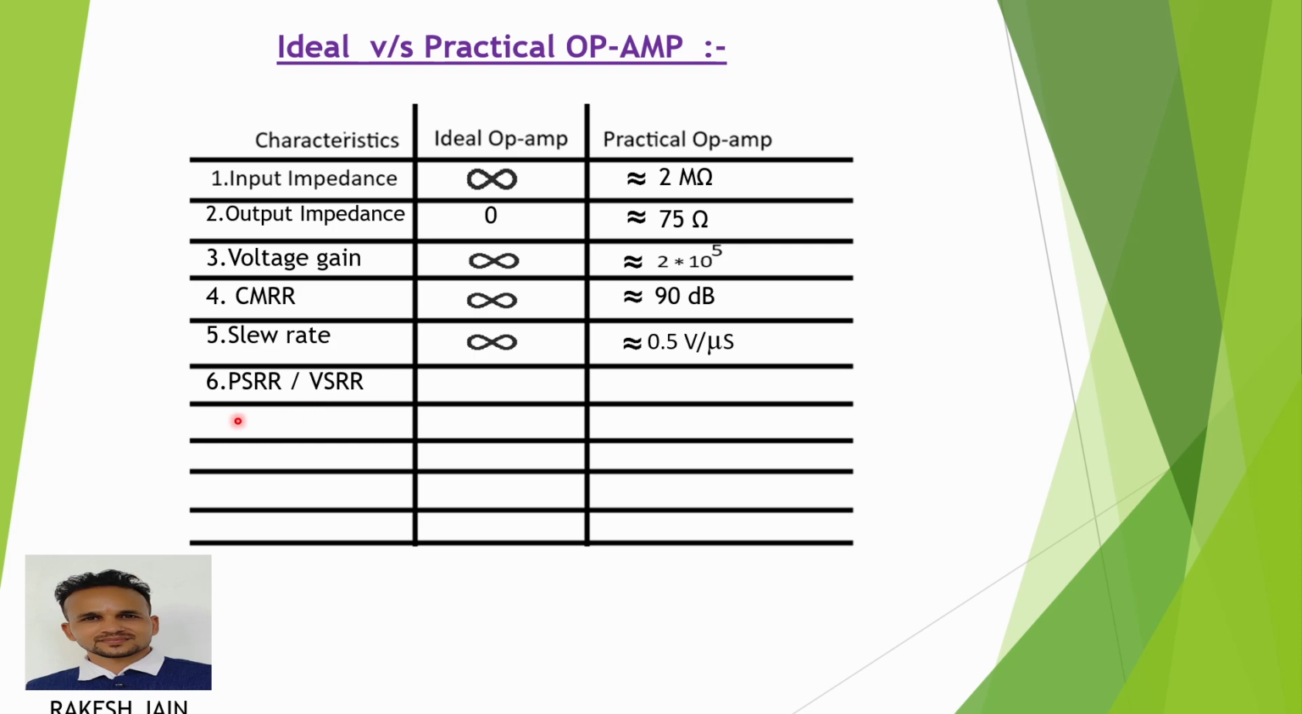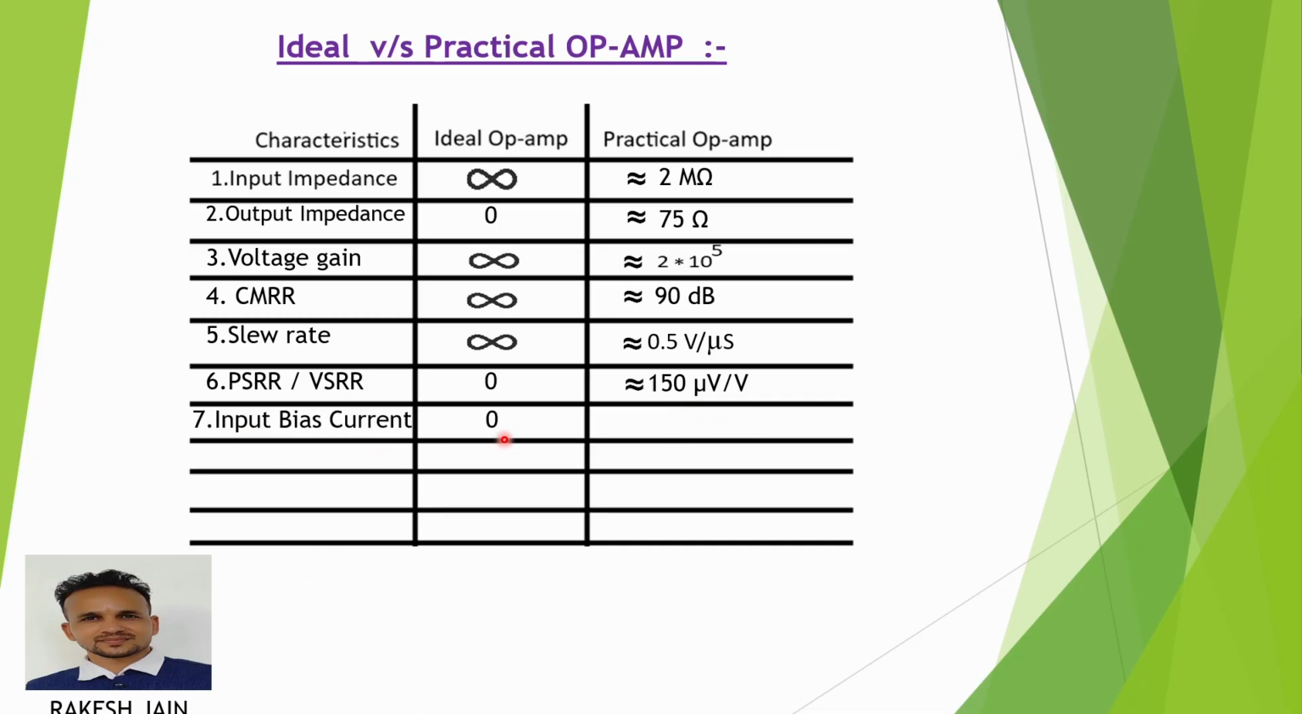CMRR, that is common mode rejection ratio, which is infinite in case of ideal op amp, but in practical op amp, it is approximately equal to 90 dB. Slew rate. For ideal op amp, it is infinite, but in practical op amp, approximately 0.5 volt per microsecond. Power supply rejection ratio, that is also known as voltage supply rejection ratio, is 0 in case of ideal op amp, but in practical op amp, it is approximately equal to 150 microvolt per volt.